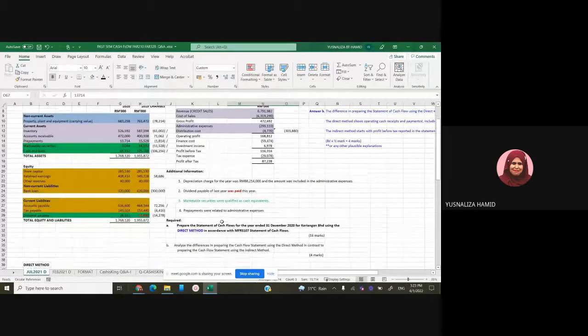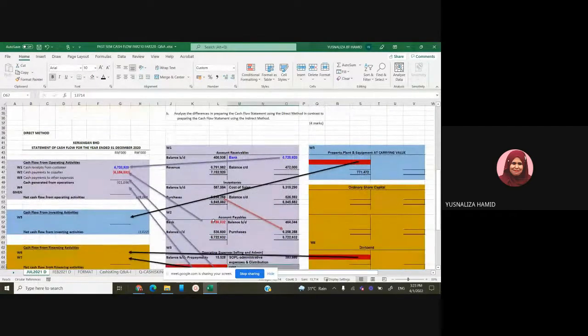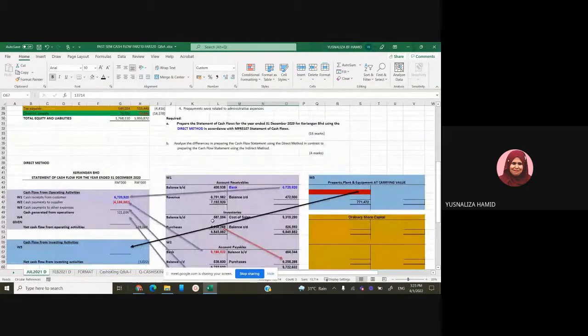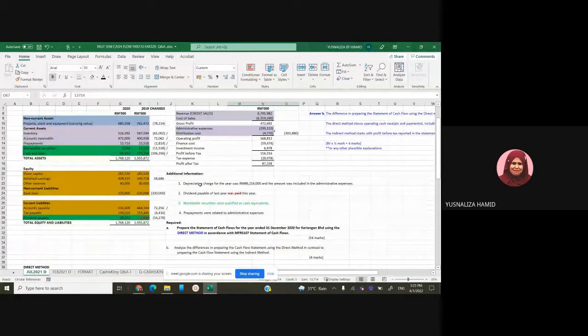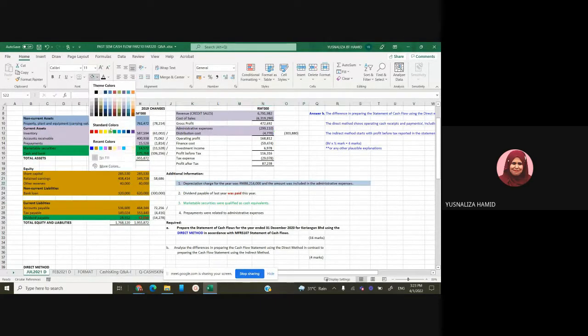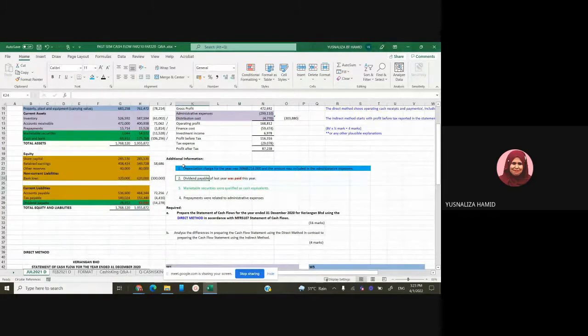Okay, take them correctly. After you have done that, you need to take note that there is a depreciation in this question. The depreciation, you are informed, has been included in the admin expenses. Depreciation is a non-cash expense, and I use this color. If you recall from my lecture, I use this color, the turquoise blue, for the non-cash expense. So this one must be removed from the admin expenses because we are just interested to find out what are the admin expenses that we paid in cash.